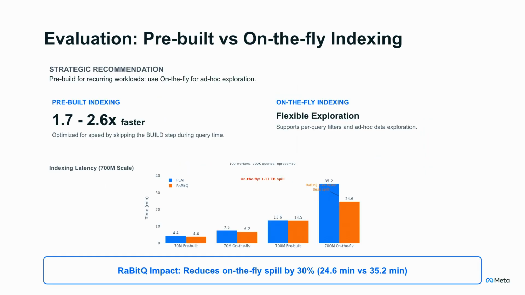So moving to a practical question, whether we want to have pre-built indexes or build indexes on the fly. Pre-built indexes are generally faster if you have repeatable queries, like 1.7 to 2x faster. But for on-the-fly data exploration, it's actually better to build the indexes on the fly. So our recommendation is to use pre-built indexes if you have a repeatable query, and use on-the-fly indexes for exploration.